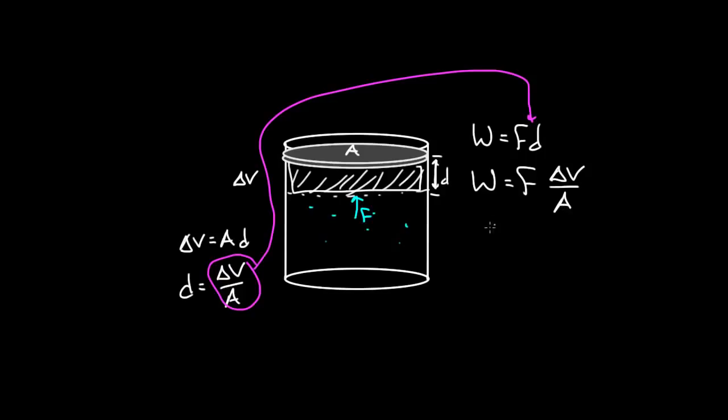But look, F over A, we know what F over A is, that's pressure. So I get that the work done by the gas is the pressure times delta V. This is an equation that I like because it's in terms of thermodynamic quantities that we're already dealing with. So work done you can figure out by taking P times delta V. But strictly speaking, this is only true if this pressure remained constant, right?